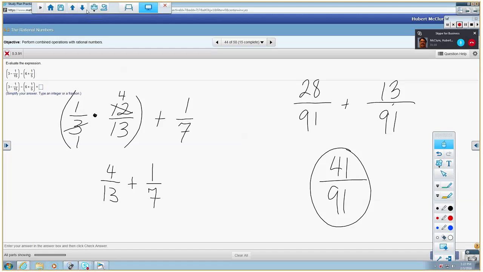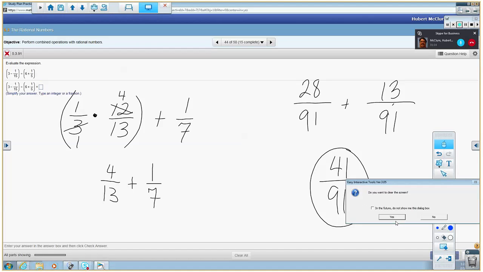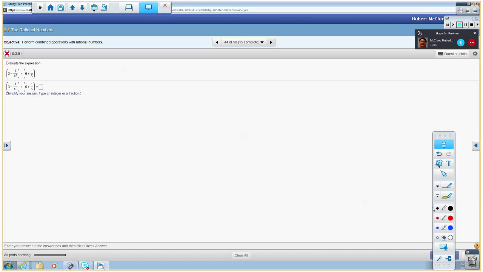Let's go ahead and write it out. That's the first thing you need to do: write it out. Yep, division. 3 over 1 minus 1 over 15 divided by 6 over 1 plus 1 over 5.